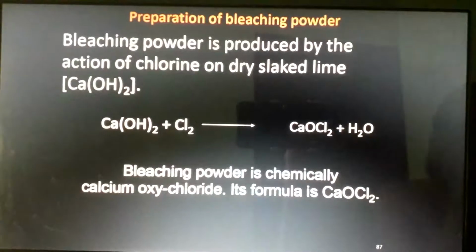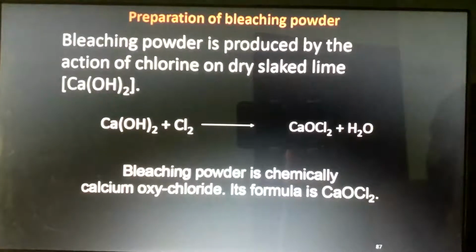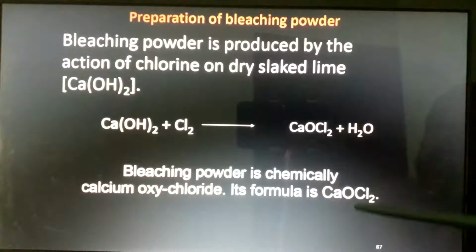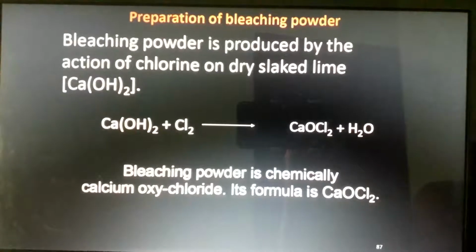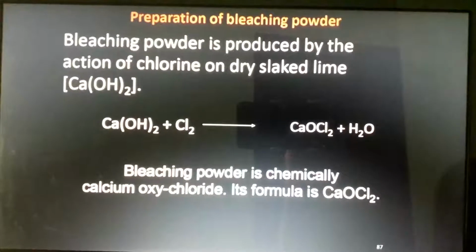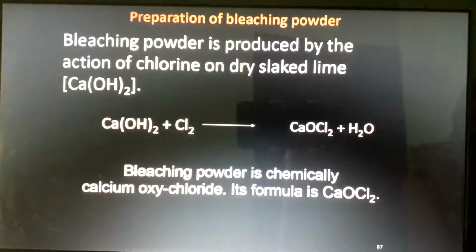Okay, so bleaching powder's formula is this one: CaOCl2, calcium oxychloride. Because only one oxygen is there, that's why it is called calcium oxychloride. Bleaching powder is produced by the action of chlorine on dry slaked lime. Slaked lime is very cheap to get. Chlorine gas we are already getting from the reaction of sodium chloride and water.